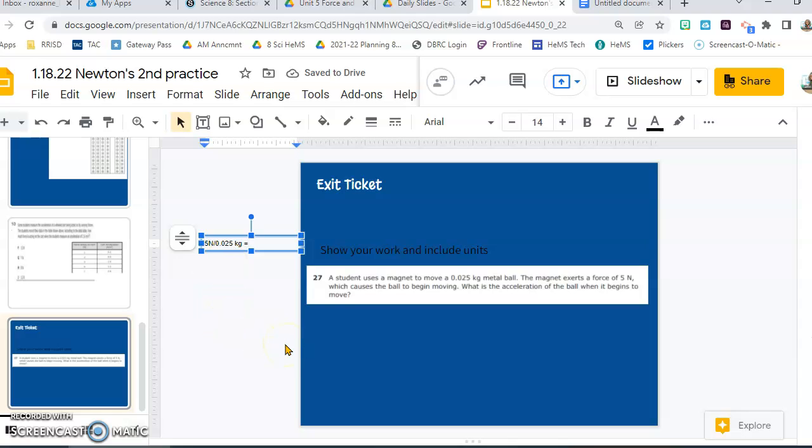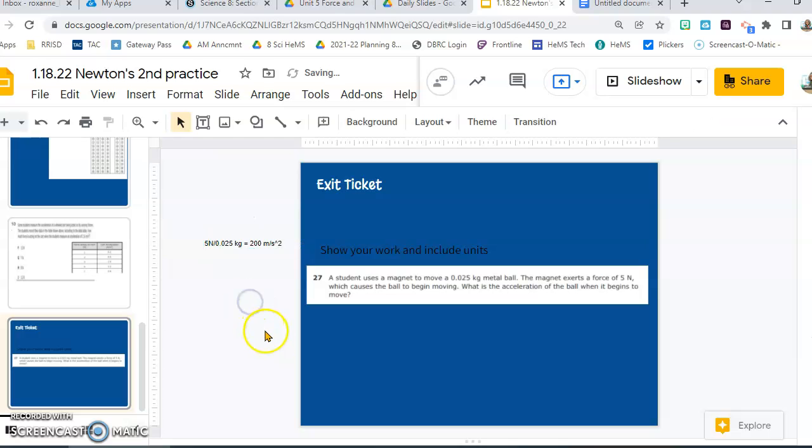I'm going to come over to my handy dandy calculator, and I'm going to plunk in 5 divided by 0.025, and that gives me 200 meters per second squared. So that's our answer. So that's what you would need to do to show us your work.